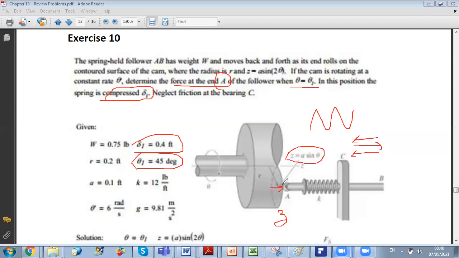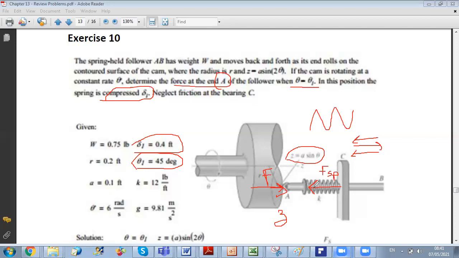Since we are asking for a force, we should think about Newton's law. Whenever they ask you for a force, you should draw the free body diagram and try to write the equation giving the force. So what do we have here? We have the force of the cam on the follower, and from the other hand, we have the spring force. Since the spring is compressed, it will act on the follower in this way. So this is the force of the spring.